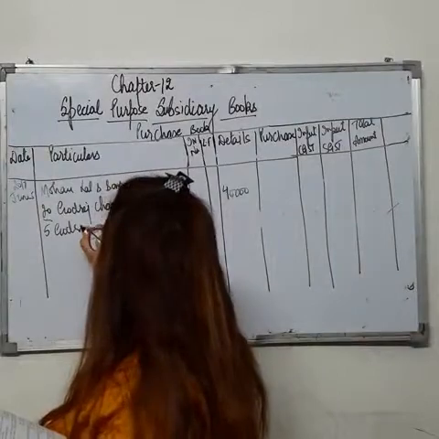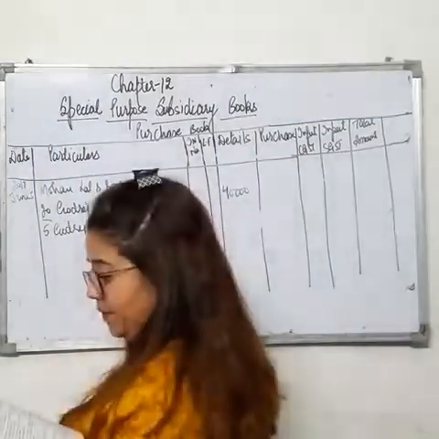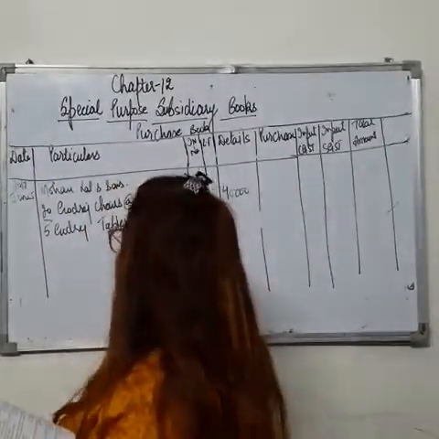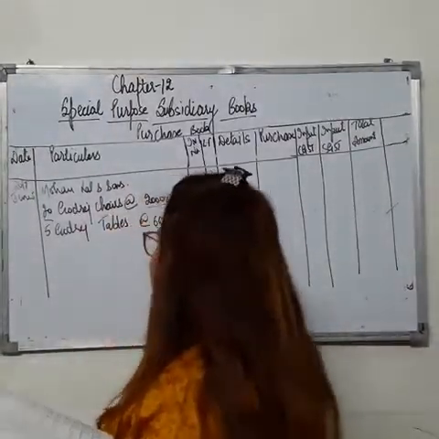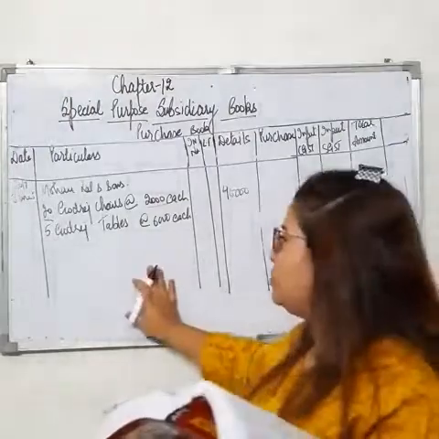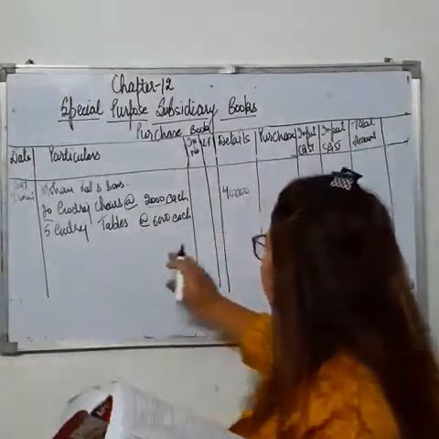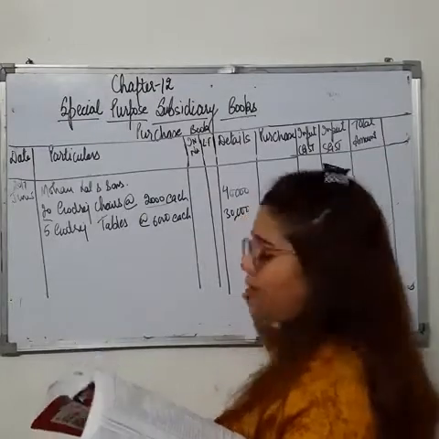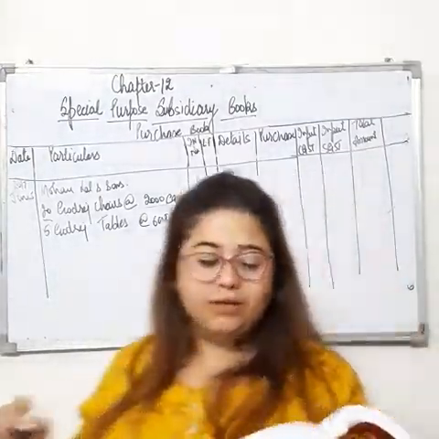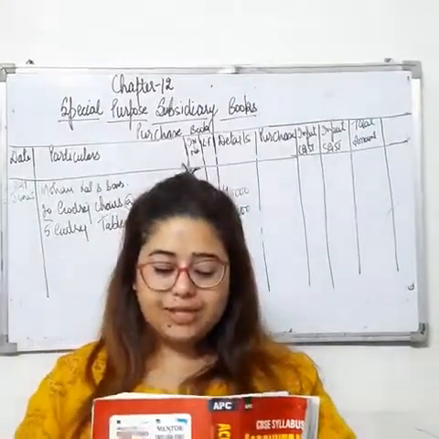Alright, so on the same date he has purchased 5 Godrej tables. So see, tables and chairs both are related to furniture, right? So we have to take them in our purchase book. Again, 5 Godrej tables of rupees 6,000. Multiply this, it's again 30,000, right? Now on June 5, no other transaction is there.